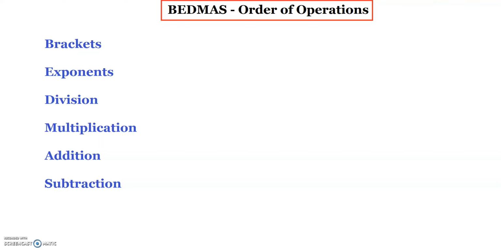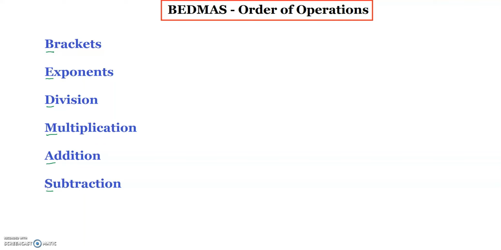In this video, I will talk about BEDMAS, order of operations. B stands for brackets, E stands for exponents, D stands for division, M stands for multiplication, A stands for addition, S stands for subtraction. That's why it's called BEDMAS.